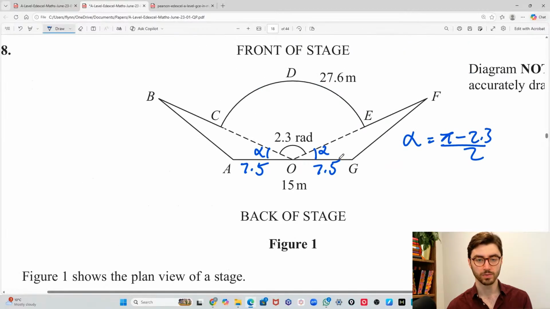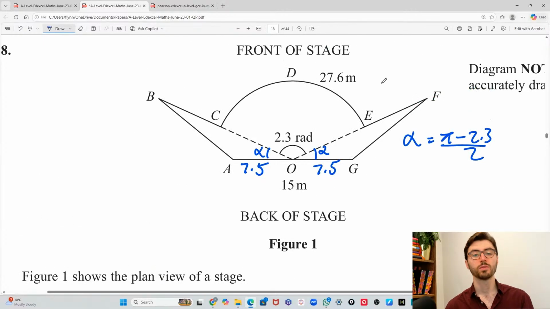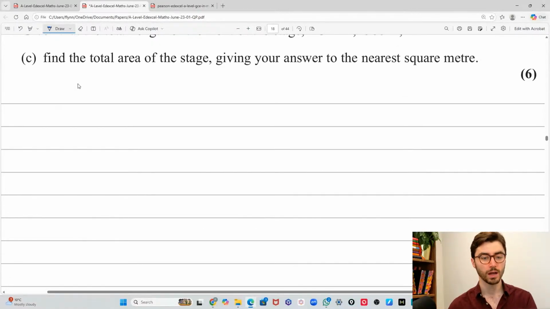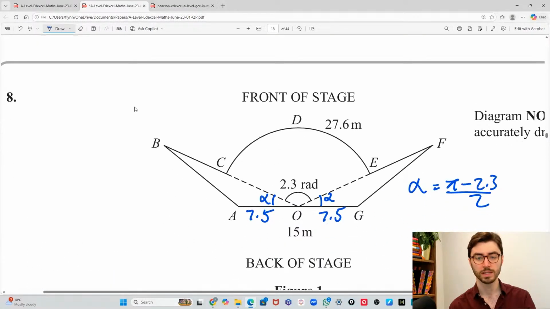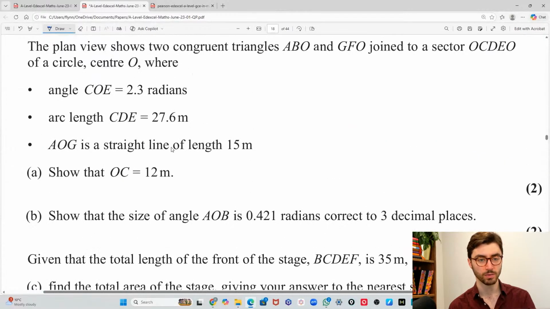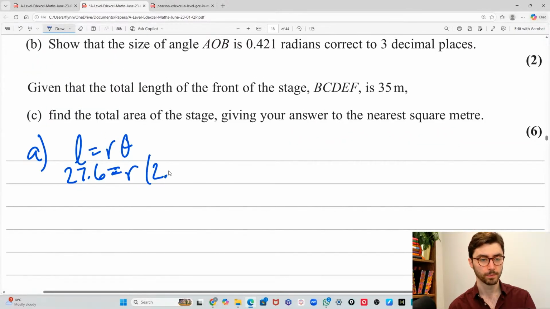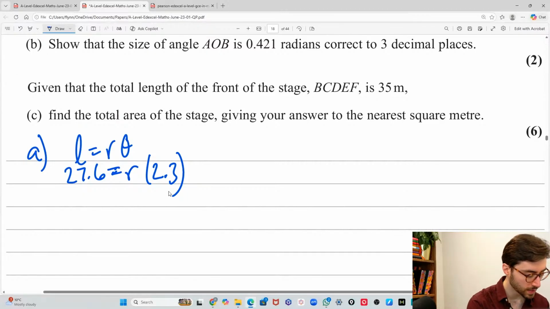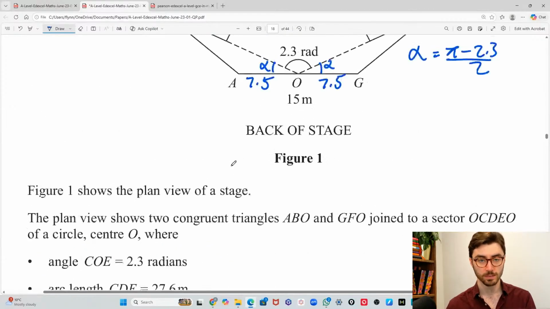Show that OC is 12. Well, that'll be done from the arc length. So we know for part A that arc length is r theta. So the arc length is 27.6. And that is equal to the radius OC that we are looking for times 2.3. So if we do 27.6 divided by 2.3, therefore r is equal to 12, which is OC, the radius of the circle. Great.